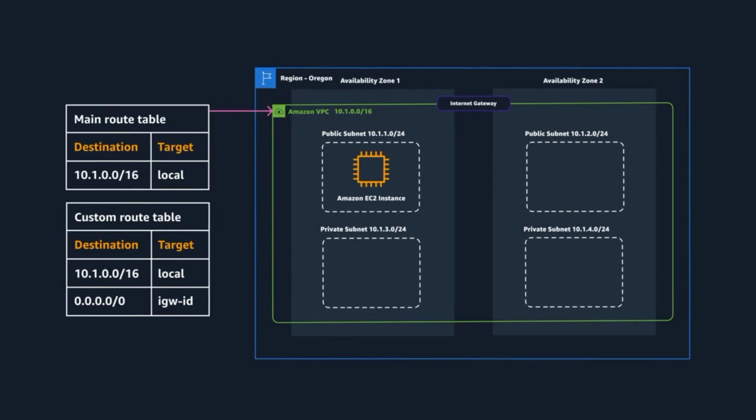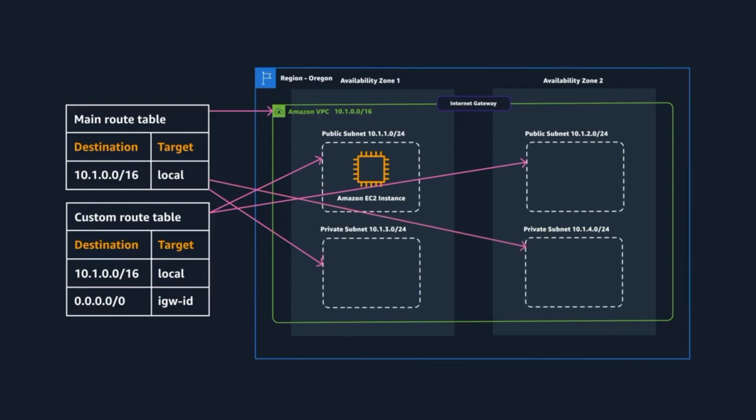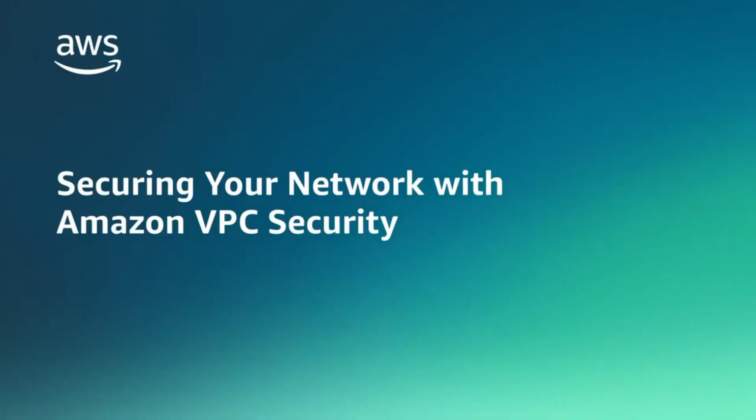1 VPC, 4 subnets, 1 public, 1 private in both availability zones. Our 2 public subnets are associated with a route table that allows traffic from the internet gateway. Our private subnets don't have a route table associated to them yet, so they follow the rules of the main route table, local traffic only. Now we have a complete network that enables internet traffic flow to our public subnet.